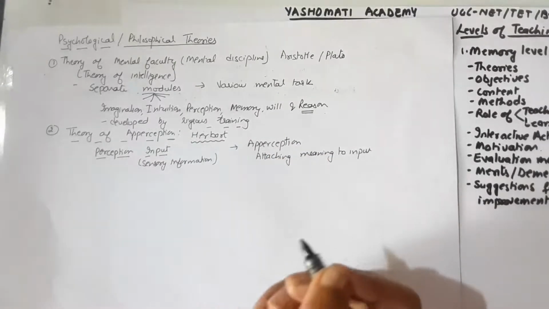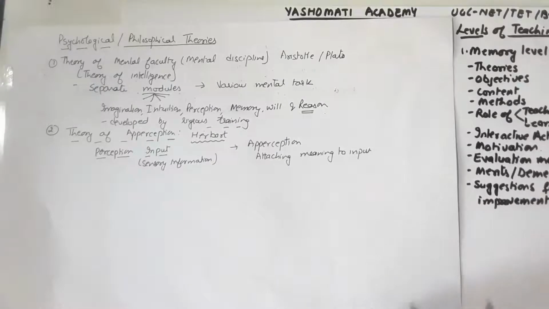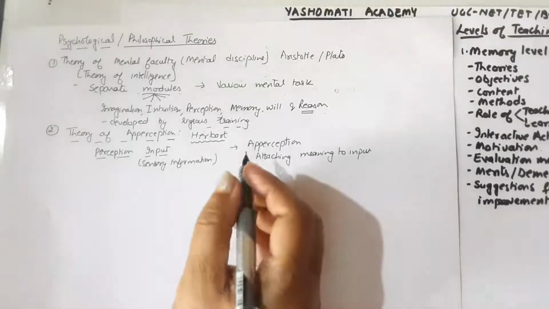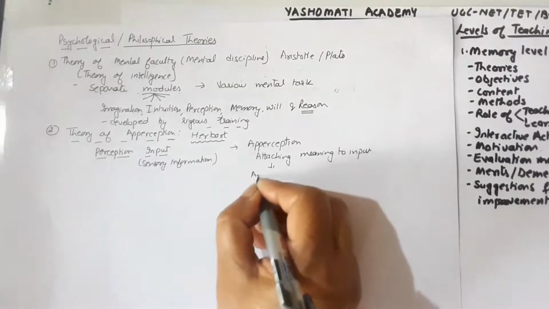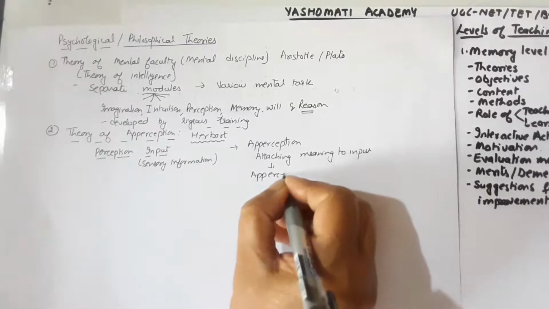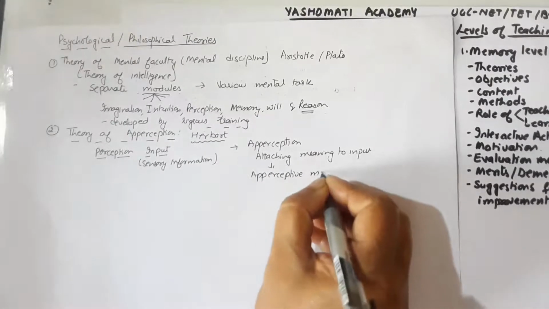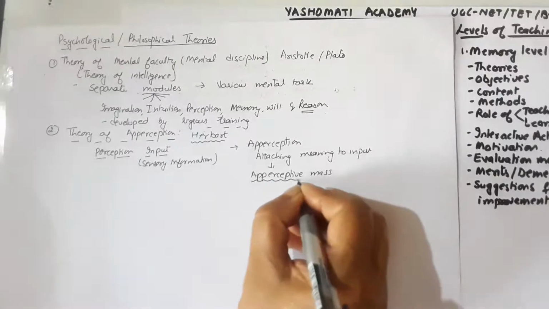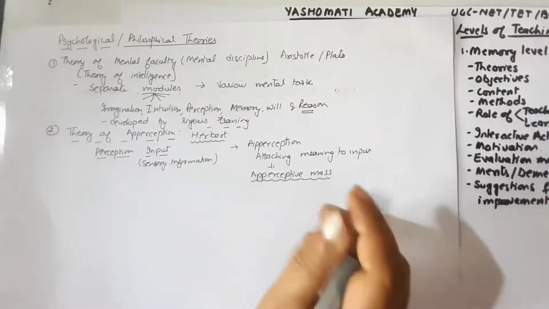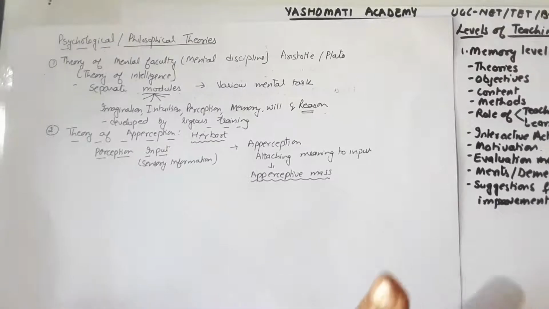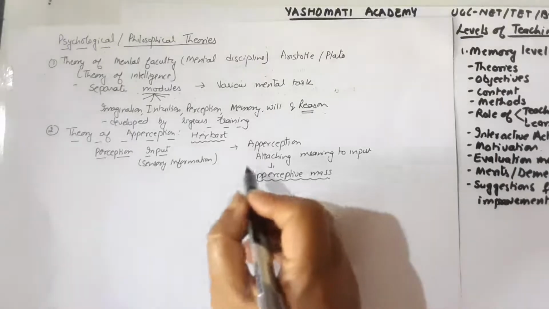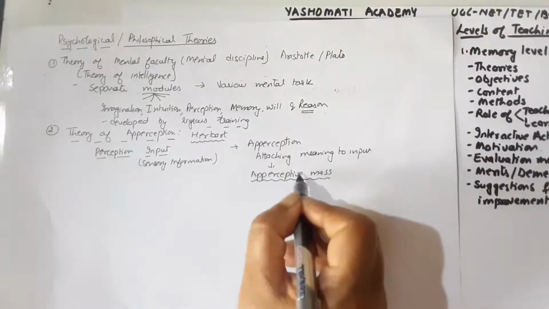And as the learner goes through different experiences in life, he keeps on adding these meanings and storing this information in his mind, which becomes apperceptive mass. So what is apperceptive mass? Apperceptive mass is the whole of the person's personal experiences, whatever he has learned through previous experiences, that becomes his apperceptive mass.